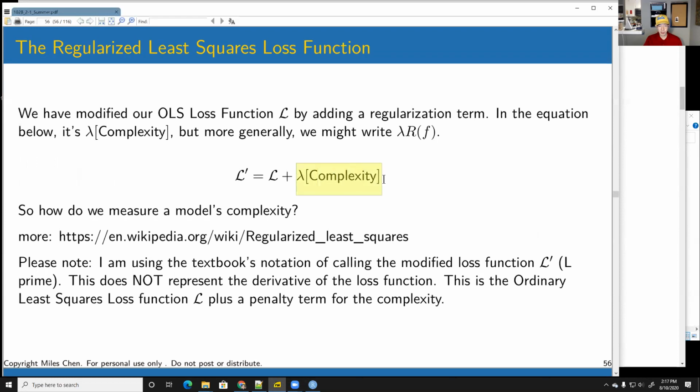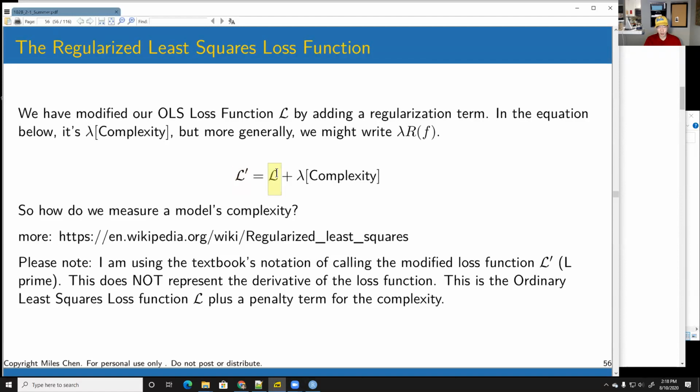So this term can also be written as lambda times R of f. R is the regularization term, and here I've written it as a complexity penalty. You can read more about it on Wikipedia. One thing to note, sometimes students have gotten confused: even though it's L prime, this is not the derivative of L. I know in calculus you use a prime to indicate a derivative, but this is not the derivative, it's the modified loss function.